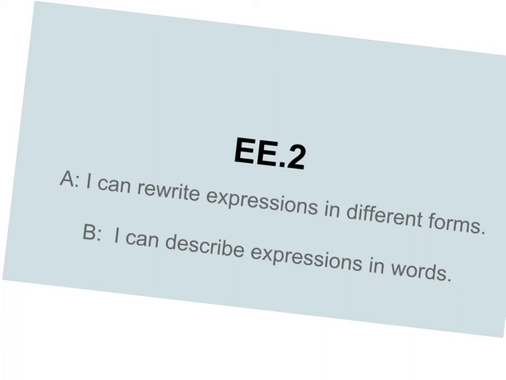Expressions and Equations 2, or the second standard, has two goals. One, that you can rewrite expressions in different forms, and then B will be I can describe expressions in words. We're going to work on the A part of the goal now.